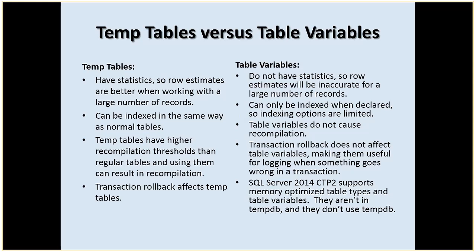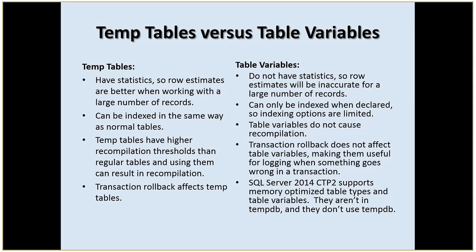Temp tables have statistics, and table variables do not. So any row estimates that you get from table variables are going to be inaccurate. Why? Because it thinks that table variables only have one row in them. That's your row estimate. You've got no statistics with table variables. So for that reason, they're not good for working with a large number of records. Temp tables can be indexed the same way as normal tables, and indexing options with table variables are limited.